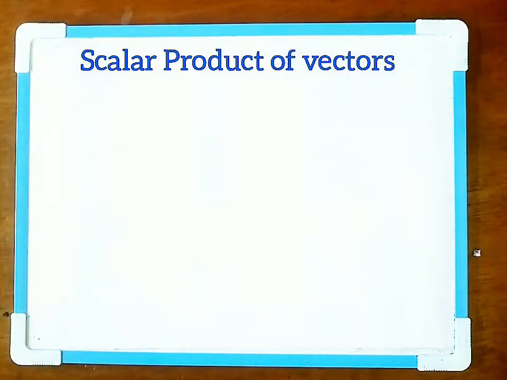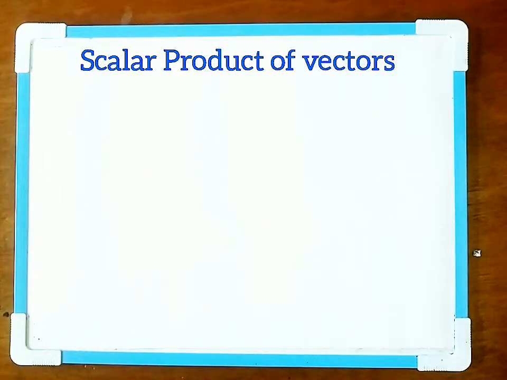So far we have learned about vectors, and we have learned how to add any two vectors. We have also learned how to resolve a vector into two components. Now in this lecture we shall learn how to multiply any two vectors.